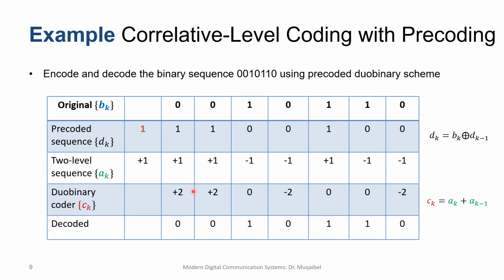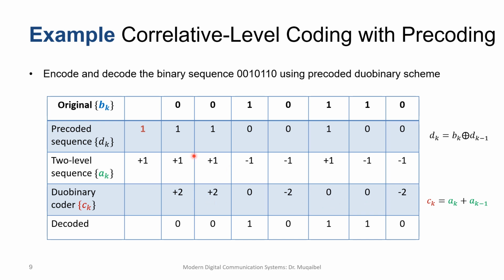For the dual binary coding, we follow the following formula. So the current and the previous A's will be added: 1 plus 1 is 2. Minus 1 and 1 is 0. So this is how it works. Minus 1 and minus 1 is minus 2, and so on.